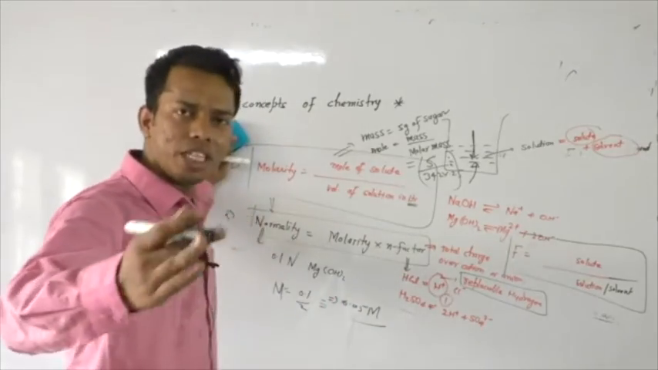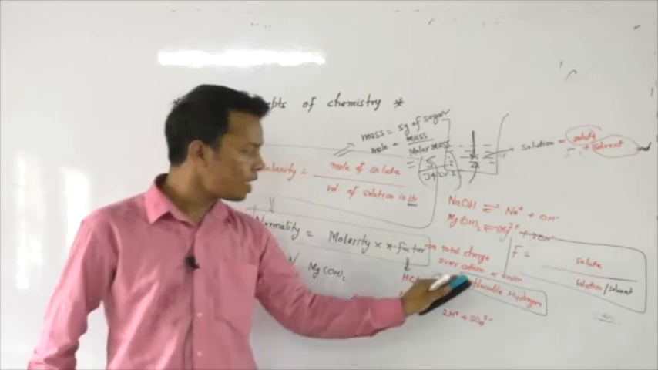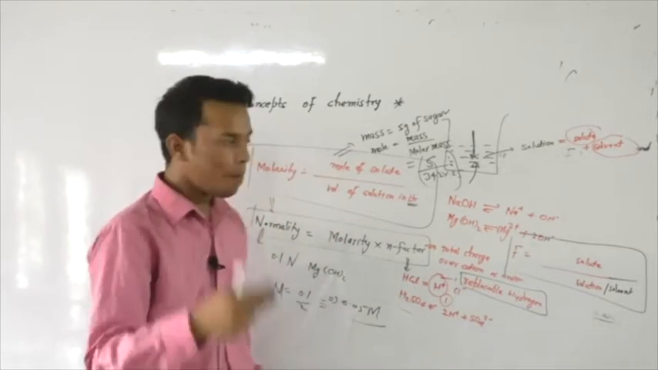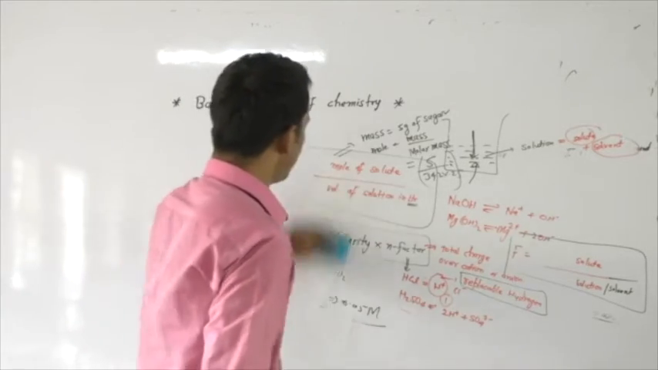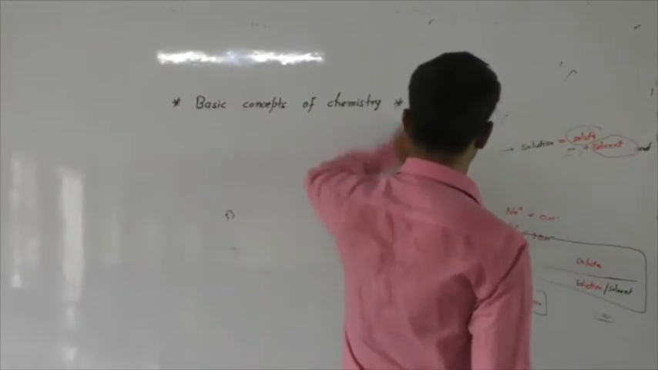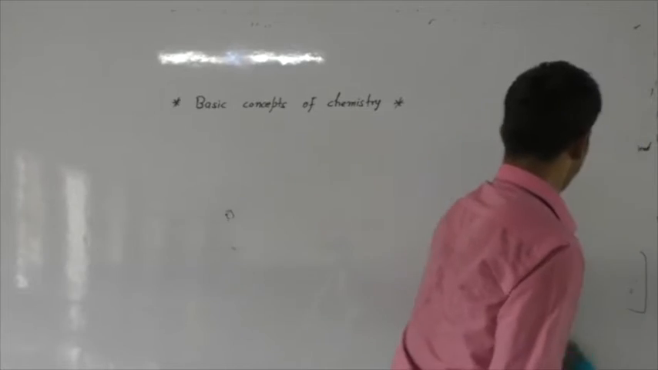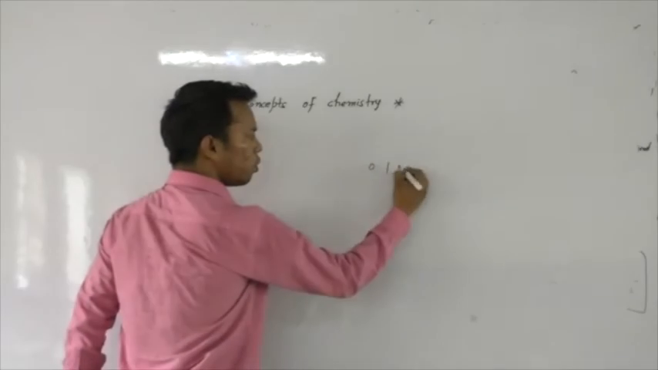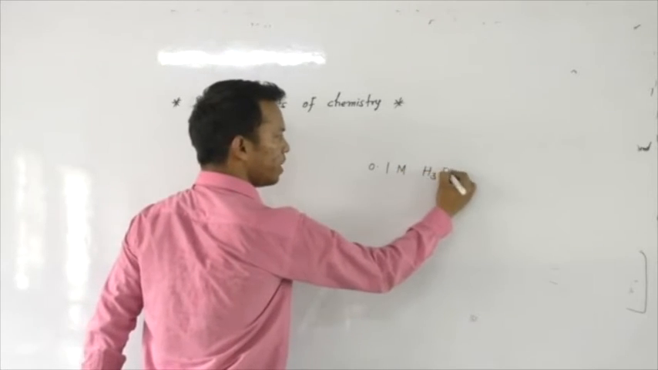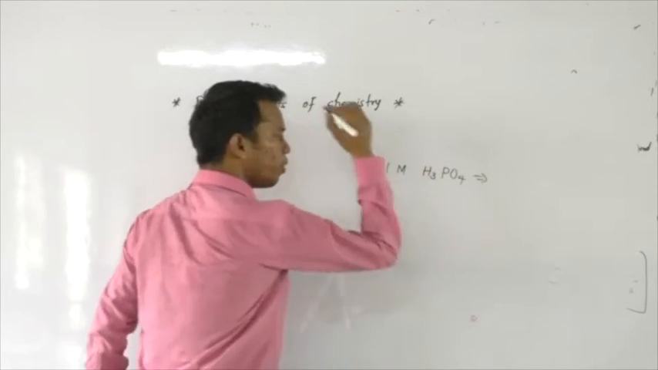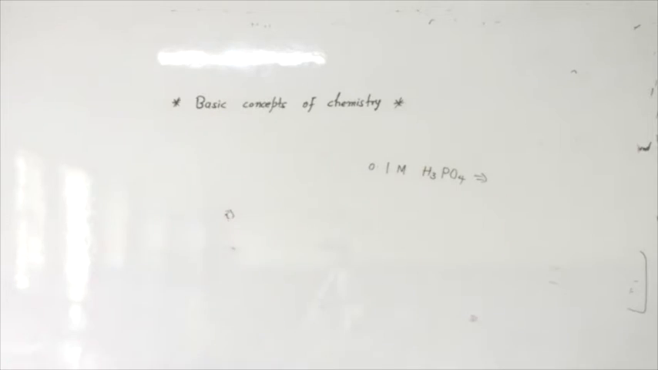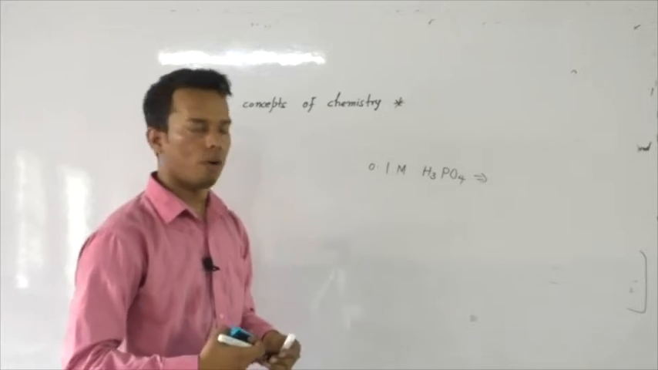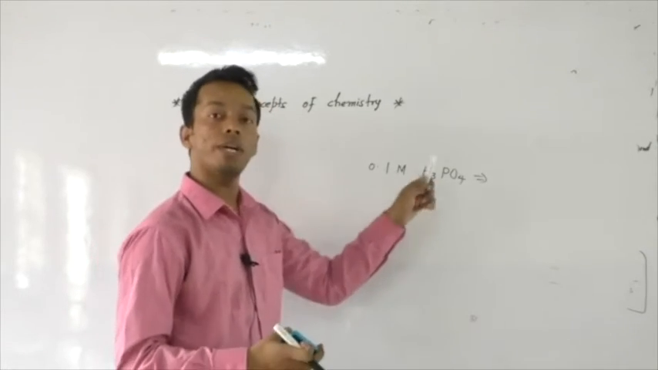Now I will discuss one exception case, although it is not an exception, whatever I am saying is correct only. Like I am saying, here it is 2, so N factor is 2. But now you see some more examples. Tell me, 0.1 molar H3PO4 is given. Then how will you write it in normality? What will be the value of normality here?